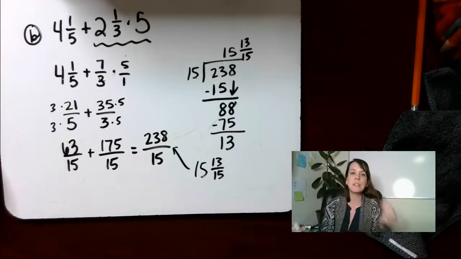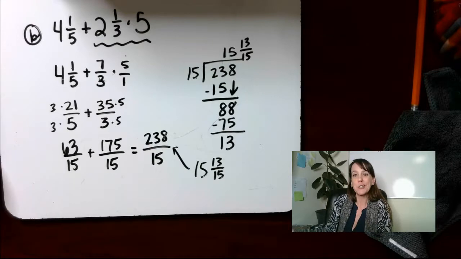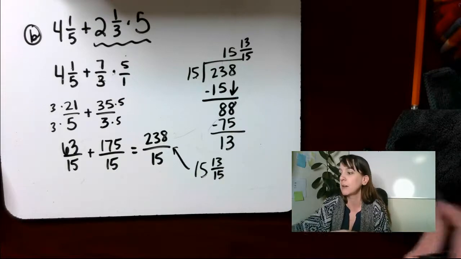I'm okay if you leave it in as an improper fraction unless it specifies, hey, turn it back into a mixed number. But if you're checking your answers, you need to know how to switch between mixed numbers and improper fractions because the answer might show as a mixed number.